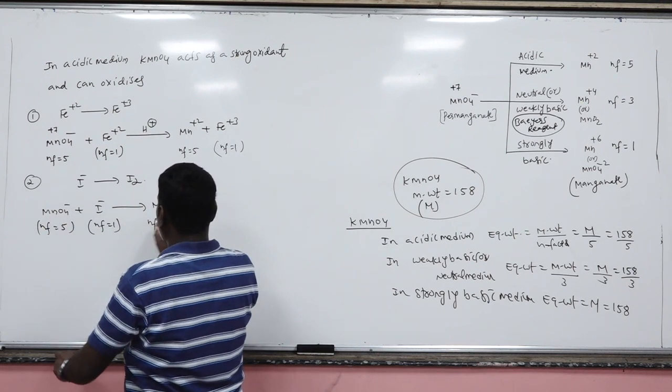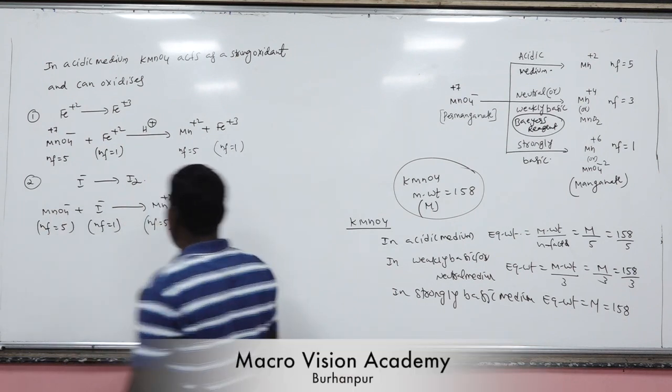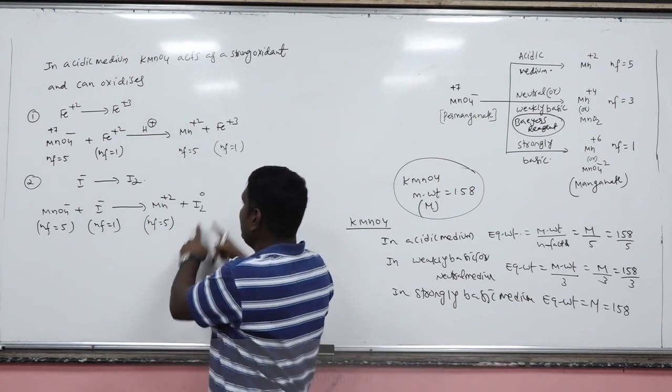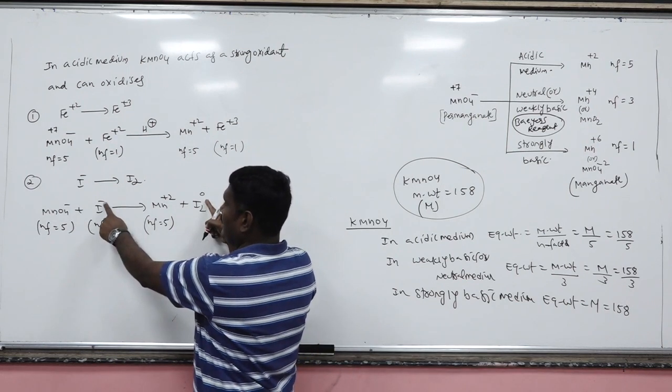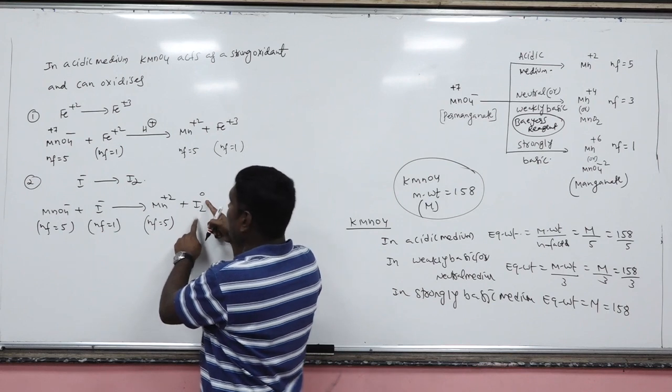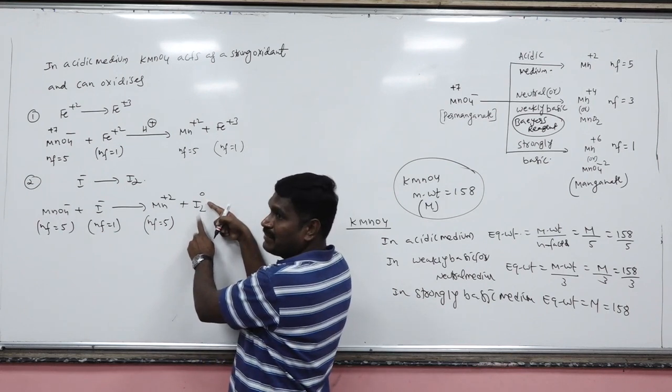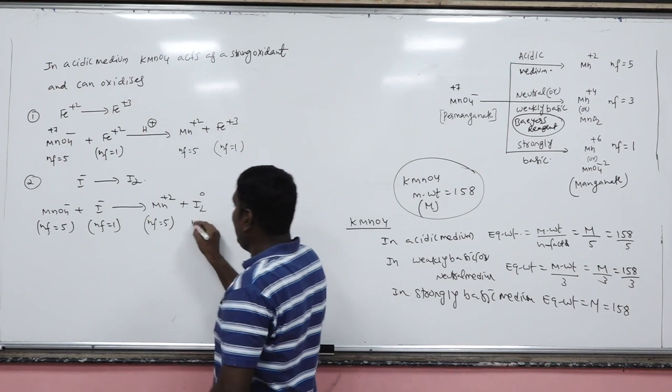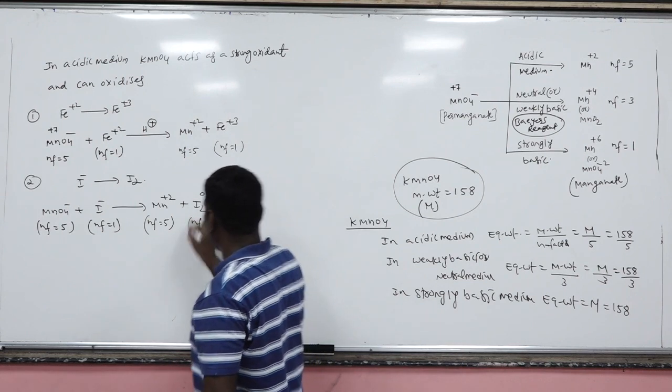So change is 5 for 1 Mn. So 1 into 5, 5. Now come to here. 0 to minus 1 change is 1. But 2 iodine atoms are there. So we have to multiply the number of atoms in one molecule. So N factor here is 2.